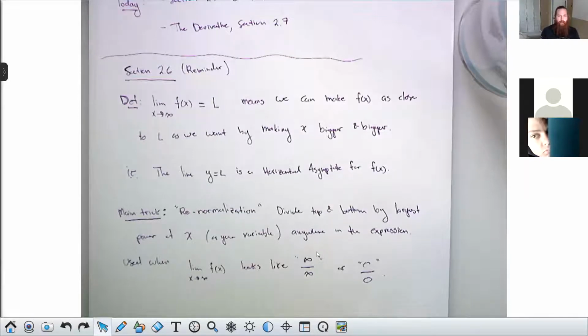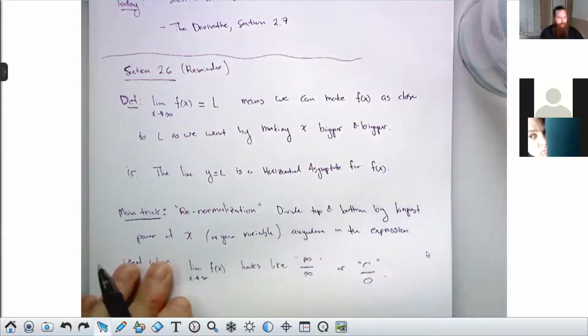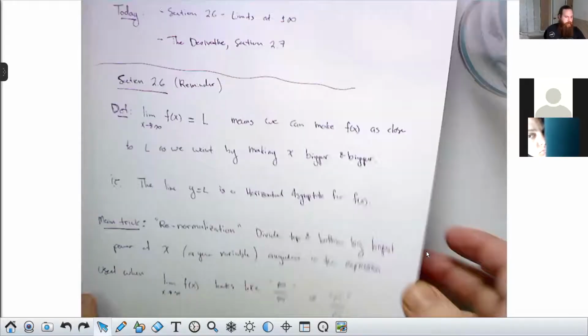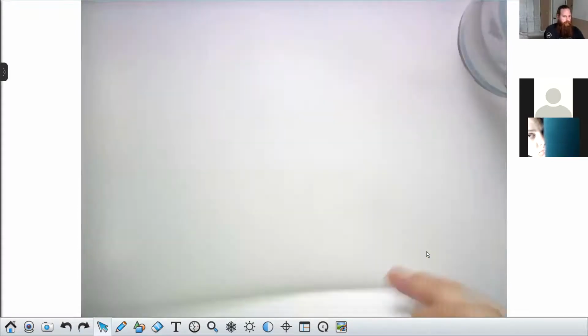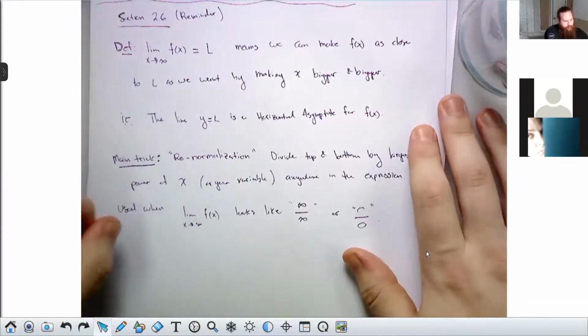So we've bumped into these before, taking limits, both 0 over 0 and infinity over infinity. You'll encounter them often when you're taking limits as x goes to infinity. And the most common trick we'll use is this divide top and bottom by the largest power of x trick that we call renormalization. We did some examples of this last Friday, and I invite you to go back and look over those after this lecture. But I'll do just one or two more examples here using that renormalization trick.